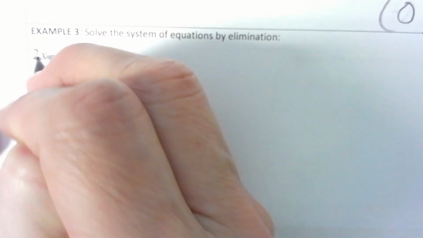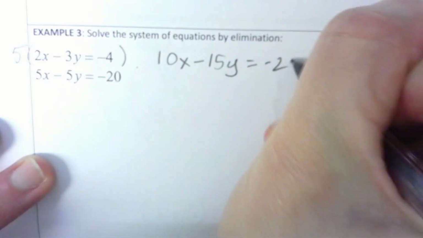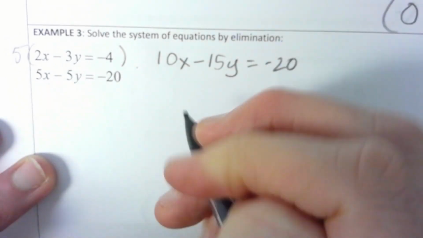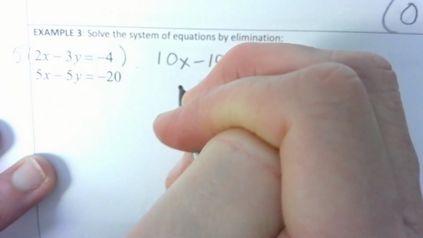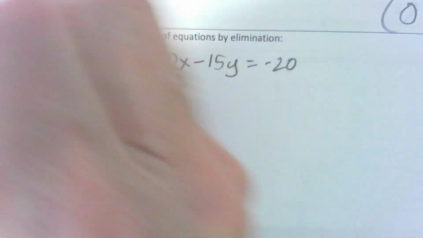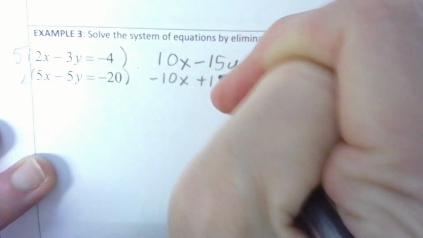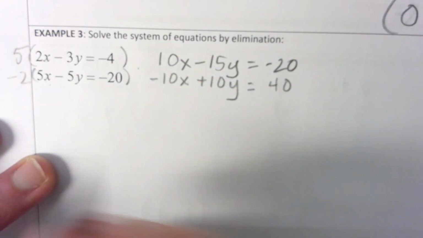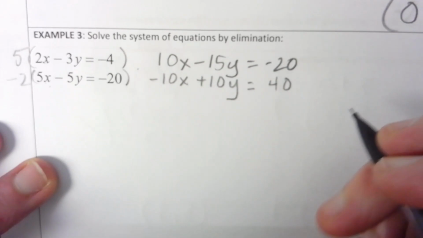I have to get these to be opposites. So if I were to multiply the first one by 5, let's do that first. I would get 10x minus 15y equals negative 20. Now, in order for them to cancel, this has got to be negative 10x, right? So I'm going to have to multiply this by negative 2: negative 10x plus 10y equals positive 40, because I'm multiplying negative 2 times every single term.